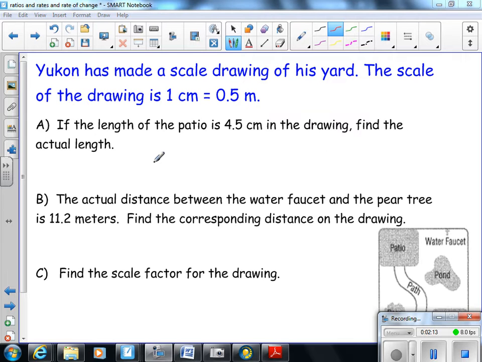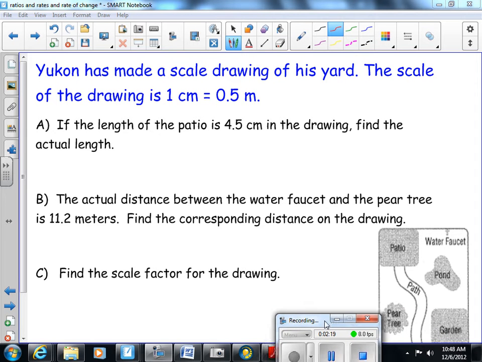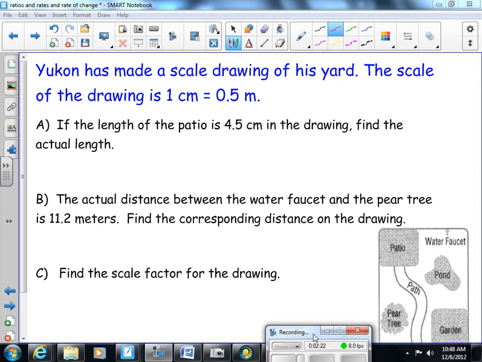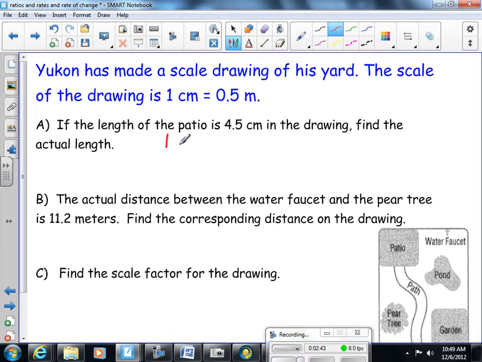Okay, let's take a look at an example. Yukon has made a scale drawing of his yard. The scale of the drawing is 1 centimeter is equal to 5/10, or half, of a meter. If the length of the patio is 4.5 centimeters in the drawing, find the actual length. So are we given a scale? Yes, 1 centimeter compared to half of a meter. And it should be proportional to centimeters in the drawing over meters in real life.